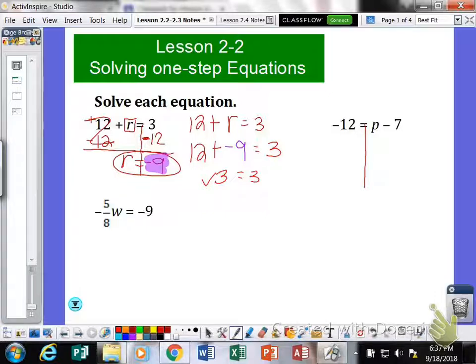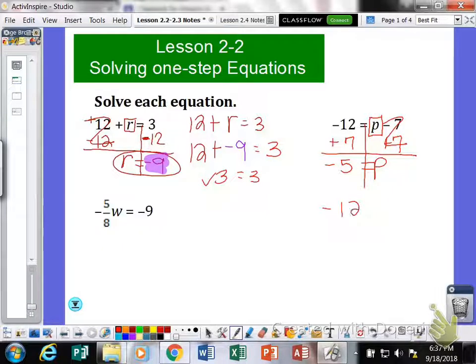Draw my line down. I want to get p by itself. So I got to get rid of this minus 7. We're going to add 7 to both sides. Opposites. Opposites cancel out, leaving me with 0. Leaving me with p on this side equal to negative 12 plus 7 is negative 5. Now I just got to check that.